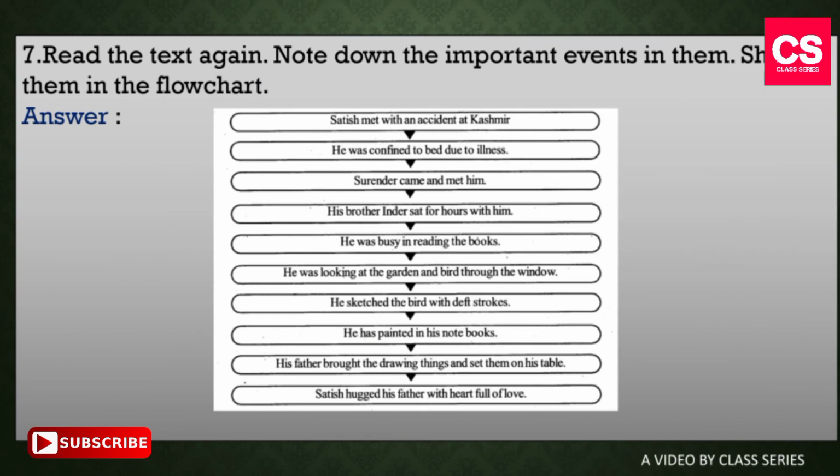Our last and final question of this chapter is question number 7, that is, read the text again, note down the important events in it, and show them in a flowchart. The answer of this question is, Satish met with an accident at Kashmir. He was confined to bed due to illness. Surinder came and met him. His brother Inder sat for hours with him. He was busy reading books. He was looking at the garden and birds through the window.